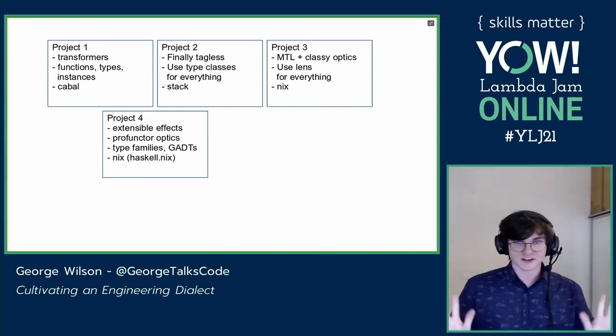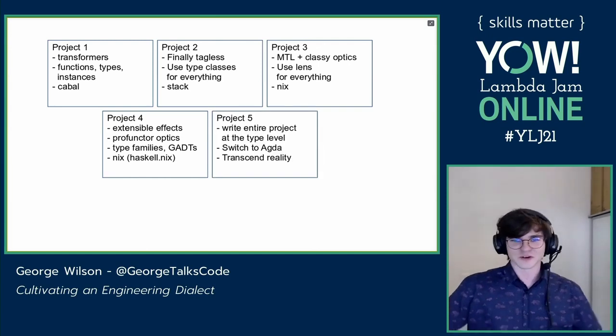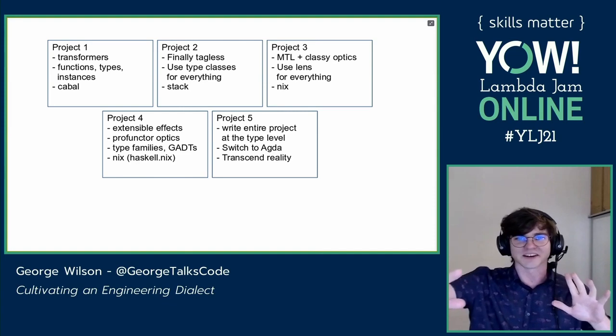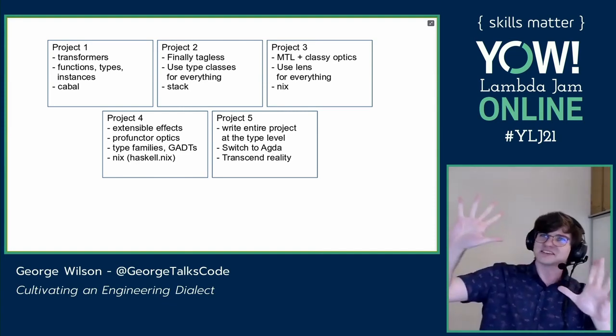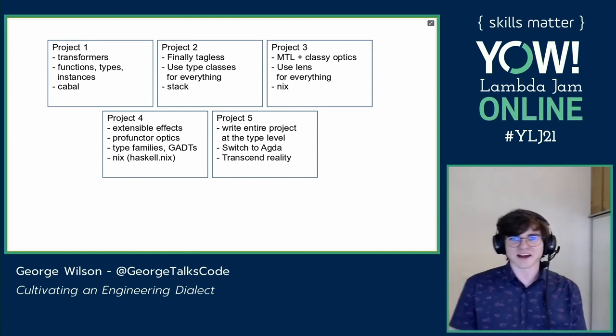And the boss says, all right, can you guys write another microservice? And we say, yes, finally, we're going to write the entire service at the type level. Haskell won't do. We're switching to Agda. And now we can transcend reality. All right, what happens next?